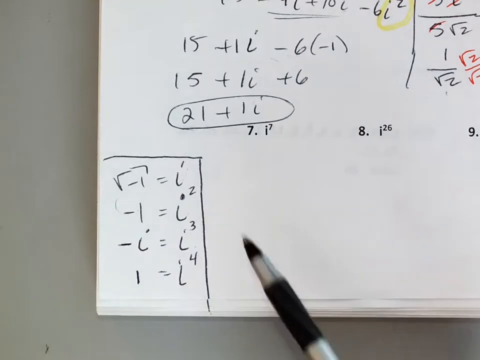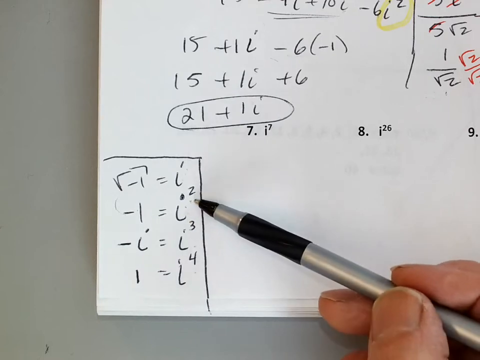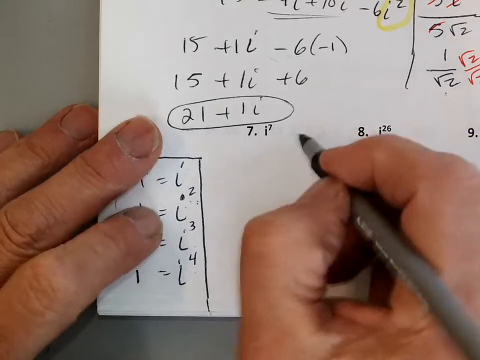Well, because i to the fourth is i squared times i squared. Negative 1 times negative 1 is positive 1, okay? How does that help? Okay, so i to the seventh.